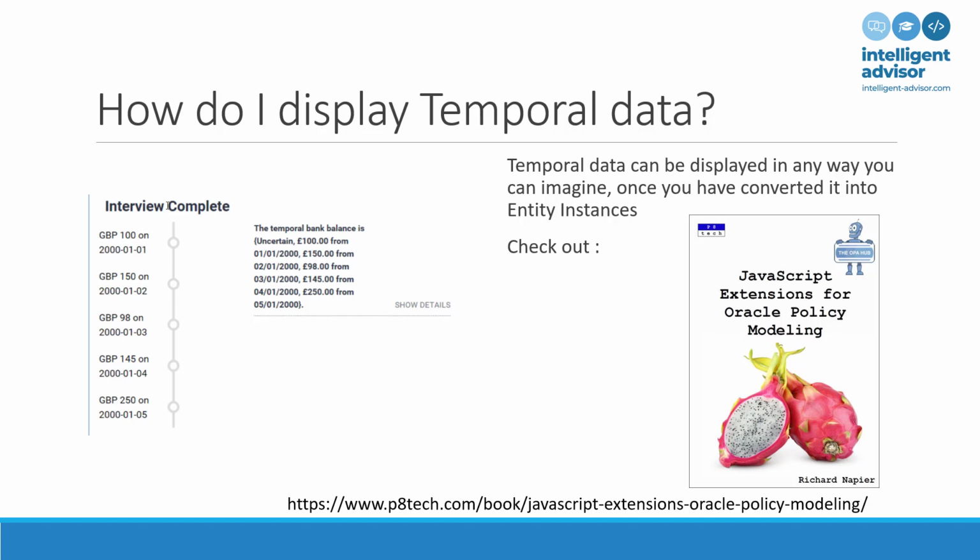So you might want to display it in a different way, where you would need to convert it into entity instances, for example. You'd need to convert it back out of temporal data, back into entity instances, and then you could display it either, as you can see on the left-hand side, using an explanation, which is why it says show details, or you could use a JavaScript extension. You could build your own JavaScript extension to display it in a way that is appropriate for chronological data. But basically, it is not possible to display temporal data natively in an interview other than using your own code.